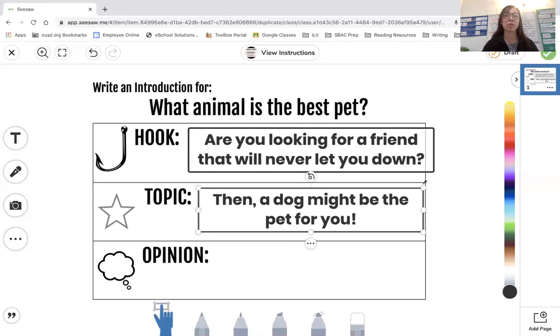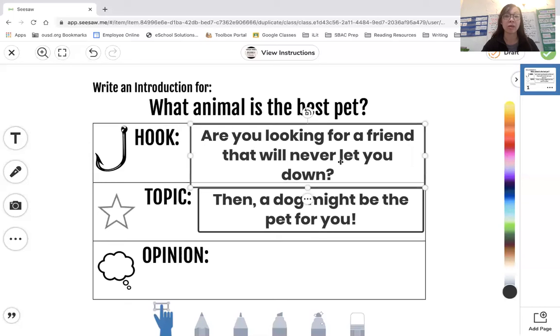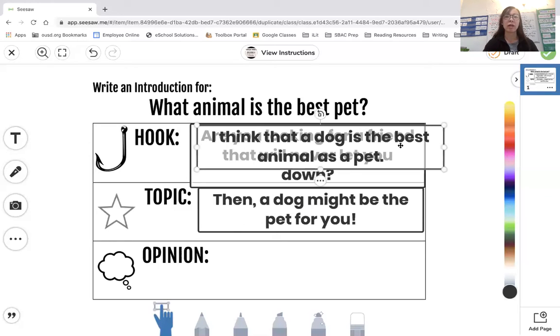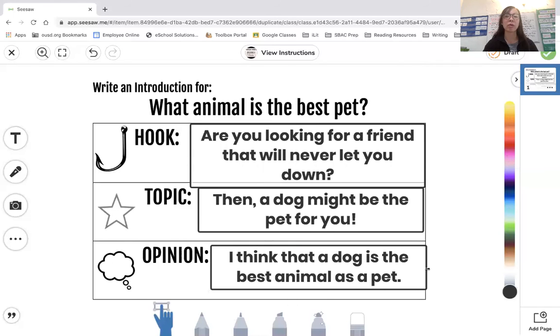Now, what's my opinion? What do I think about it? Well, what do I think? I think that the dog is the best pet, the best animal to be a pet. So I have to write that. I think that a dog is the best animal as a pet. All right. Now, we did this last week, didn't we? We wrote our opinions down, but do you see how now our writing is a little more interesting?